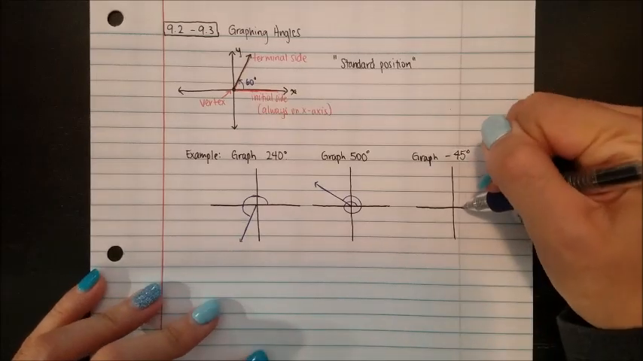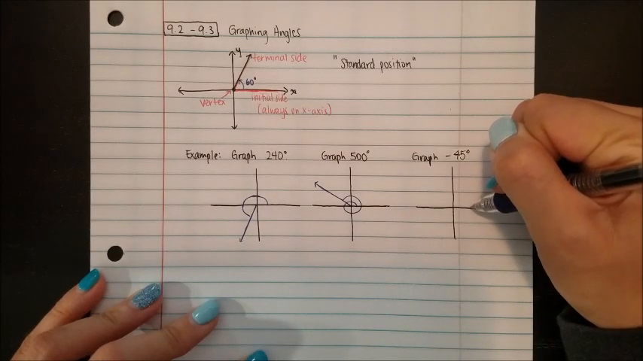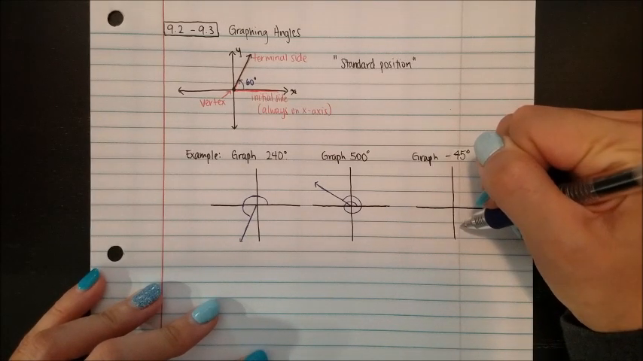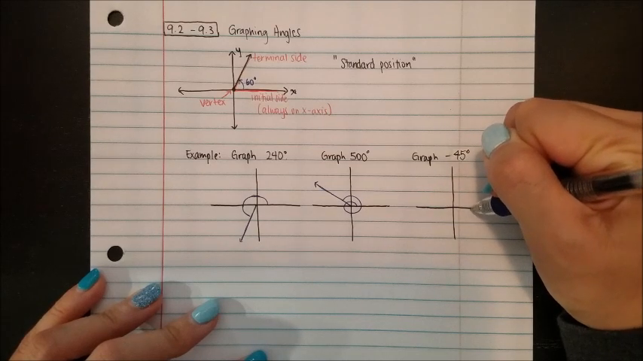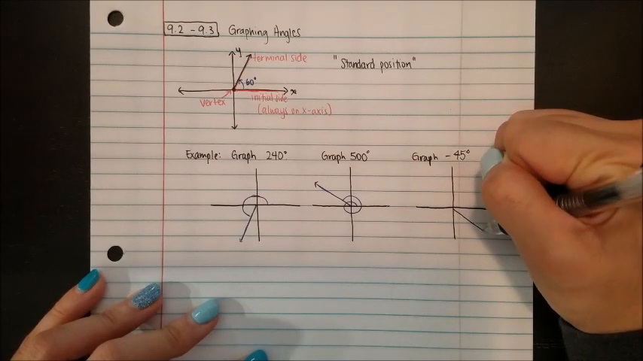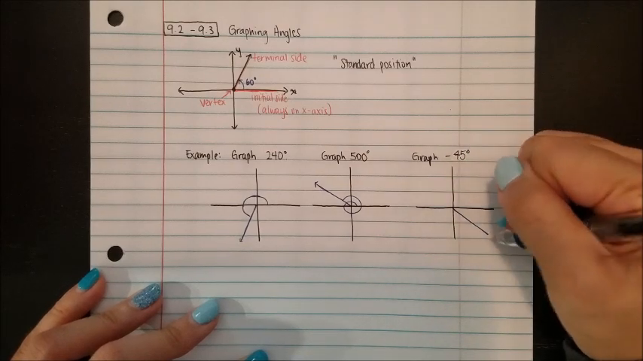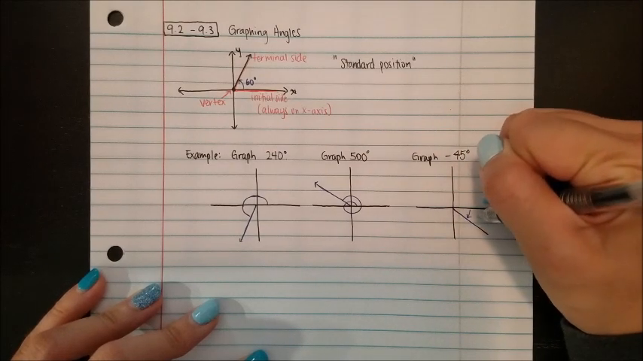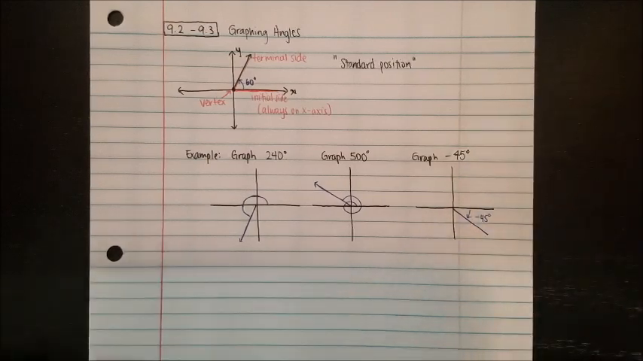So you know how before we started on the x-axis on this side and we go up? Negative just means you go down. It's really exciting. So go down by 45 degrees. And that should be exactly halfway in between these two axes. So that's negative 45 degrees right there.